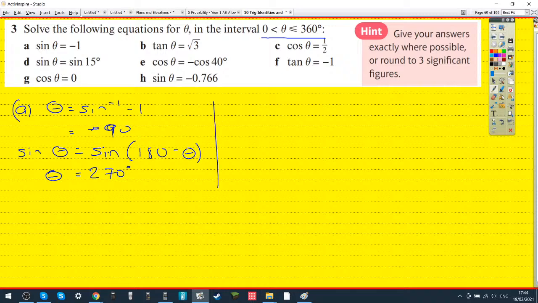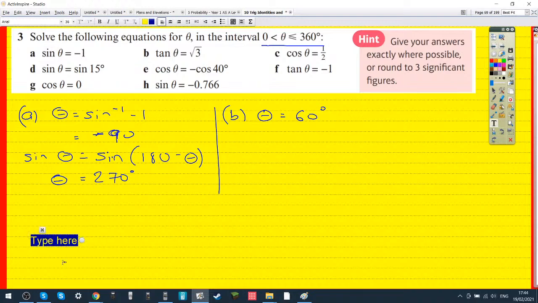Okay, let's try B. Inverse tan of root 3. 60. And how do we get another one? Is it 180 plus 60? So 240.